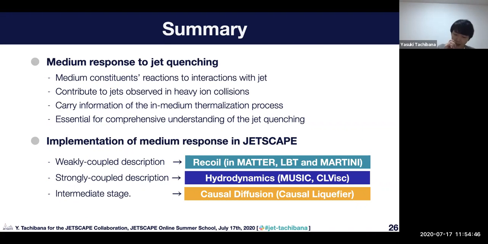And also some portion of jet energy and momentum is thermalized during the propagation, and those can carry information of the sub-process of medium thermalization. And that can be very interesting, so we are interested in that too. And also, taking into account the medium response effect is essential for a comprehensive understanding of jet quenching.